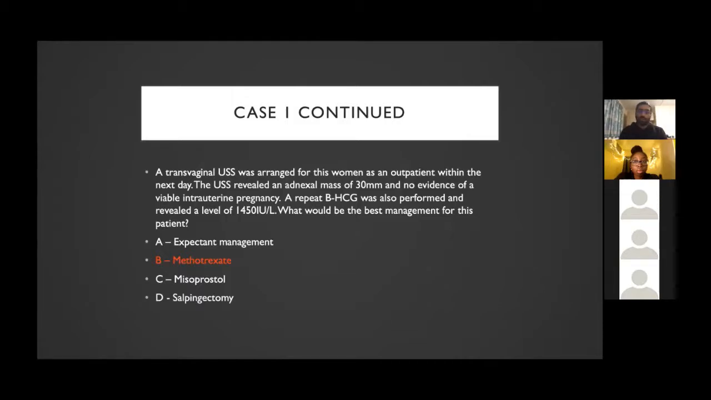So I would kind of rule out A. In terms of methotrexate, that's the correct answer, and that's the medical treatment of trying to remove an adnexal mass. Misoprostol is a vaginal prostaglandin, which is generally used to contract the uterus to cause ejection of something within the uterus. So we'll go on to that in further cases. And a salpingectomy is the surgical management of a ruptured ectopic pregnancy.